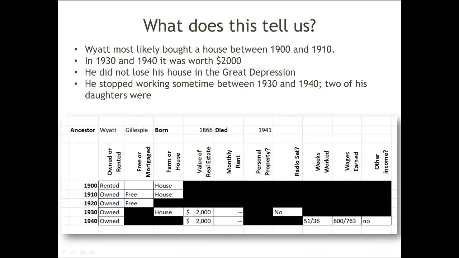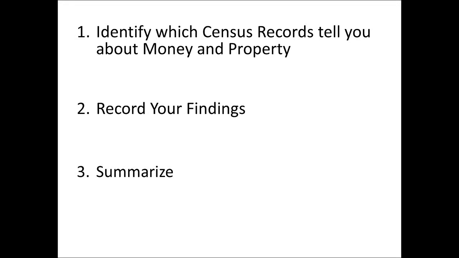So what have we learned about Wyatt? We know that he probably bought a house between 1900 and 1910. Between 1930 and 1940 it was worth $2,000, and he didn't lose his house in the Great Depression. However, he did stop working, and it looks like he depended on his daughters to keep him going. So by organizing data about your ancestors in different ways, you might learn something new about their lives.